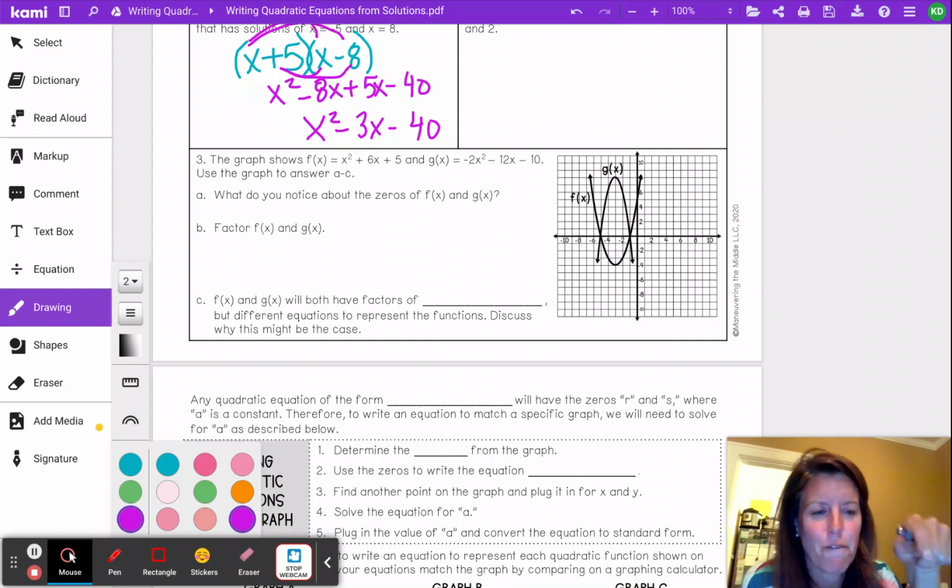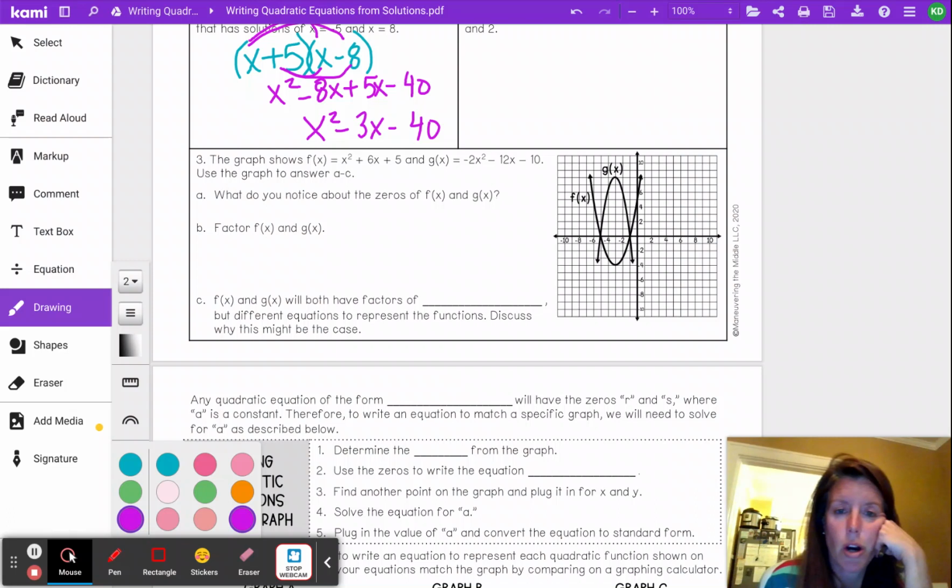So remember the upside down frown? That's going to be a negative. It's going to be a negative function. That leading coefficient is going to be negative, or that a factor. The other one, f of x, that is right side up. So that is a positive leading coefficient.